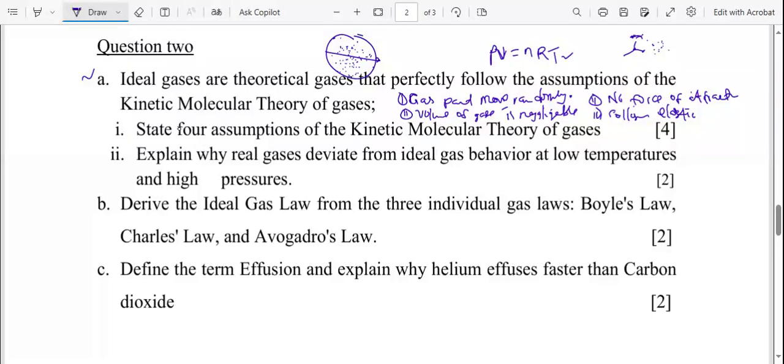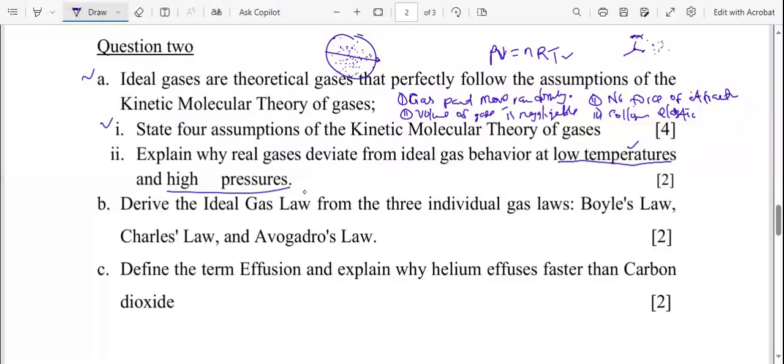So the other question is: explain why real gases deviate from ideal gas behavior at low temperature. So we have been talking about low temperature and high pressure. These are challenges that we face with real gases. What we need to know is that there is an effect under low temperature and also under high pressure. Why? How does that happen?